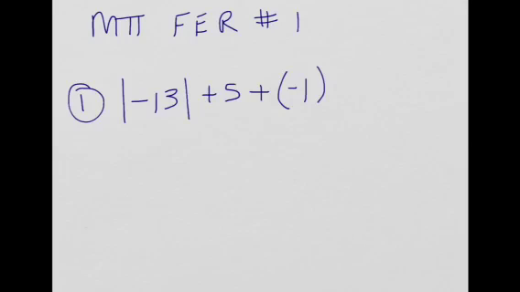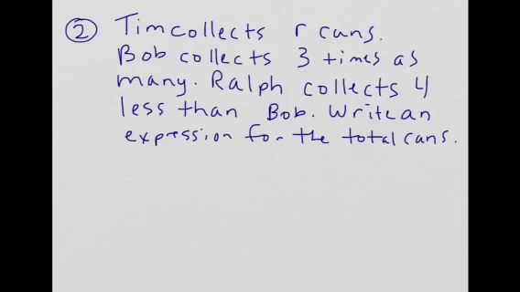So the absolute value of 13 is going to be 13 using PEMDAS. We're going to do 13 plus 5 minus 1. Add a line, change the sign. So we have 18 plus negative 1 is 17.